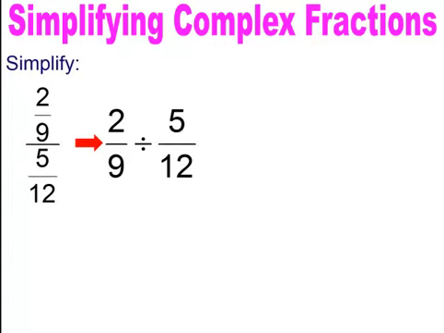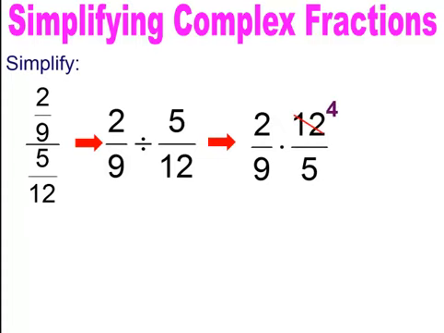It's 2/9 being divided by 5 over 12. I need to set it up. I end up with 2/9 times 12 over 5. I'm going to simplify here, and then I'm going to multiply across, and then you should have gotten 8 over 15.